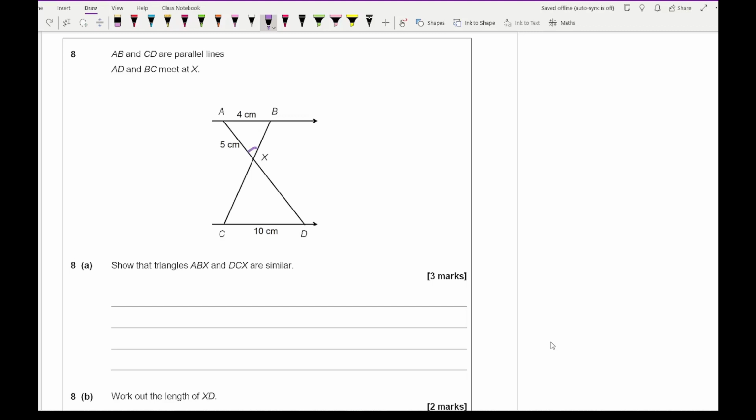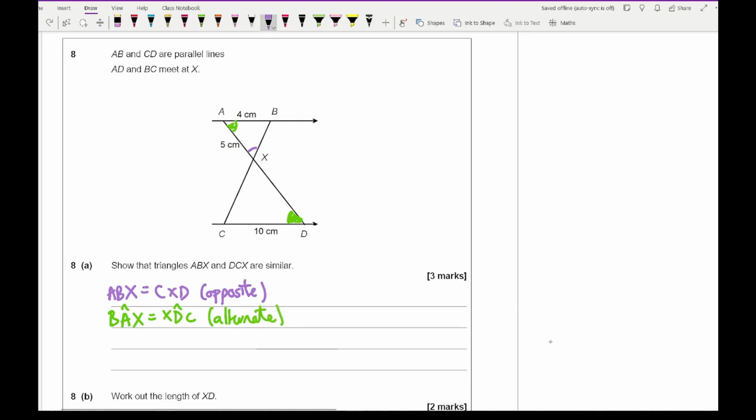So we know that angle ABX is equal to CXD because they are opposite. Now we know that the two lines are parallel, so that means that this angle here must be the same as this angle here. So angle BAX is equal to XDC because they are alternate.